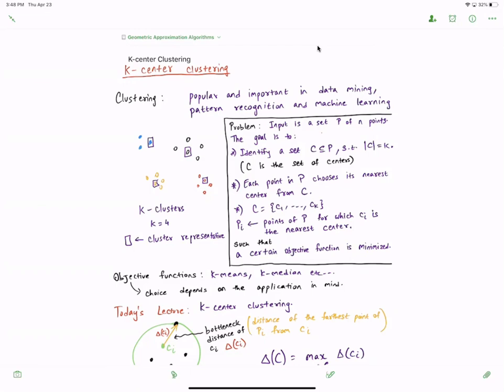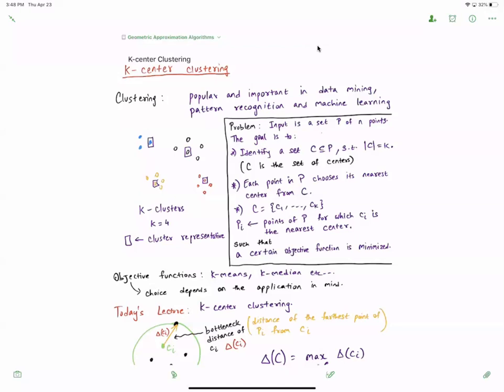So the goal here is we have to pick K centers, which is the set C, and then every point in P will choose its nearest center from C. That's the second bullet I've written here. And this is some notation we might need going forward: set C and P_i. P_i will be the set of points of P for which C_i is the nearest center.